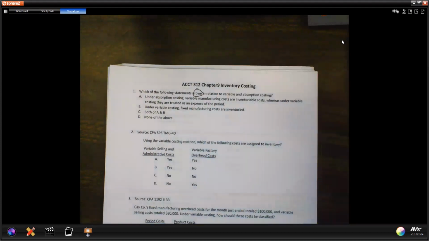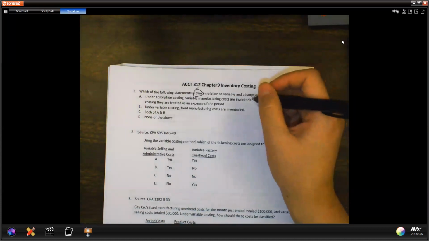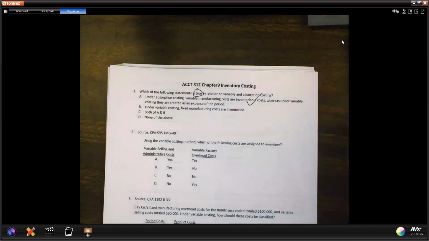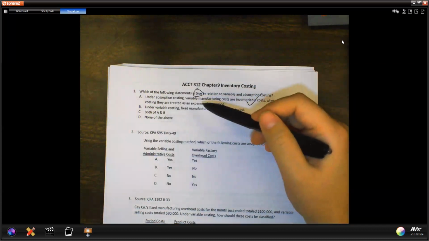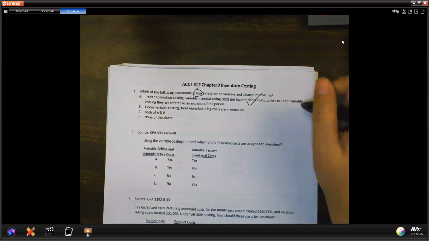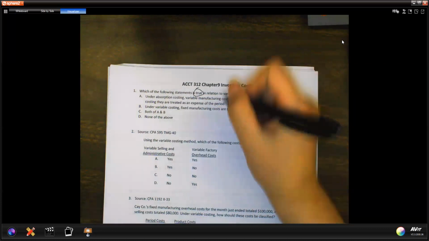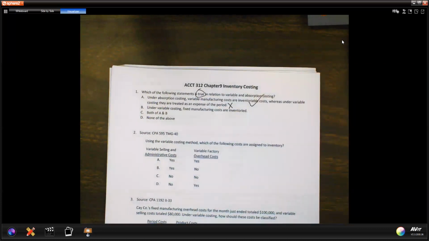They said, under absorption costing, variable manufacturing costs are inventoriable costs. This is right, because absorption costing absorbs all the variable manufacturing and the fixed manufacturing costs. But under variable costing, they are treated as expense over the period. It said under variable costing, variable manufacturing cost is treated as the expense. This part is wrong, because under variable costing, variable manufacturing cost is still your inventoriable cost. Only fixed manufacturing cost is the period cost. So choice A is wrong.